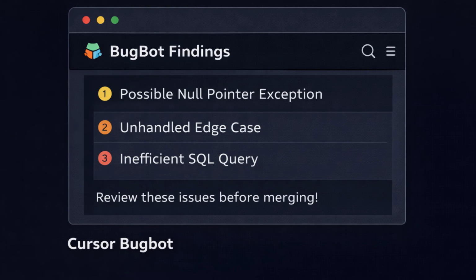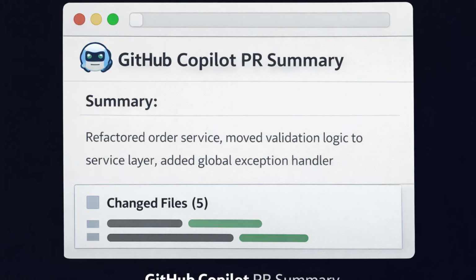Next one is Cursor Bugbot. Bugbot scans your code and highlights potential issues like null pointer exceptions, unhandled edge cases, inefficient SQL queries. Think of it as an automated reviewer that never gets tired. But you have to remember an important point here: Bugbot does not replace human reviews. It acts as a second safety net. You can use Bugbot before creating a PR to catch obvious mistakes early. This improves code quality and reduces embarrassing review comments.